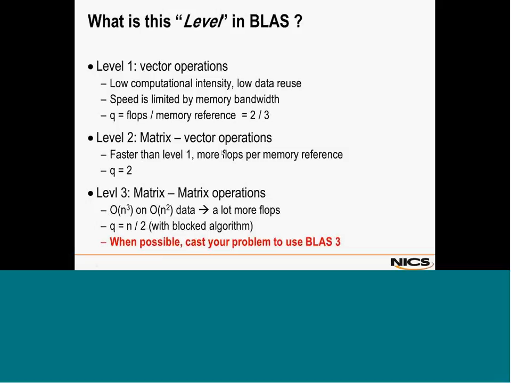So matrix-vector operation is a little bit better because there are more flops per memory reference, and we do the theoretical calculation. Q is equal to 2 for level 2 matrix operations. To get to level 3, the matrix-matrix operation, here we have n cubed operations on n squared data. So in principle, a lot more flops, and Q is n over 2, where n is really the size of the matrix. So there are possibilities that you can get almost close to the theoretical peak performance of your machine.